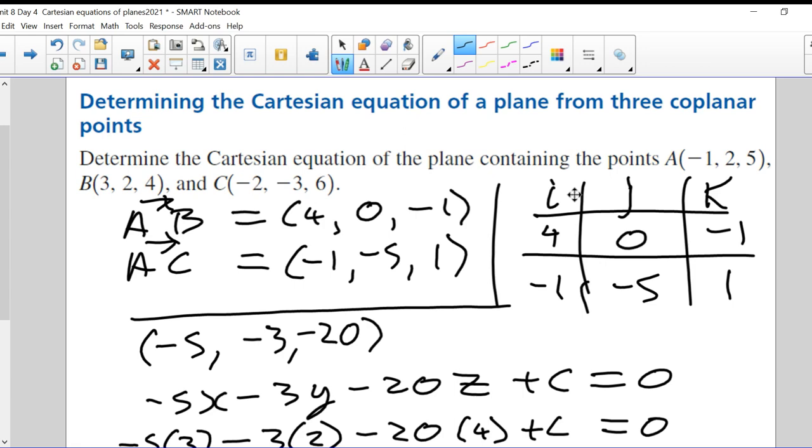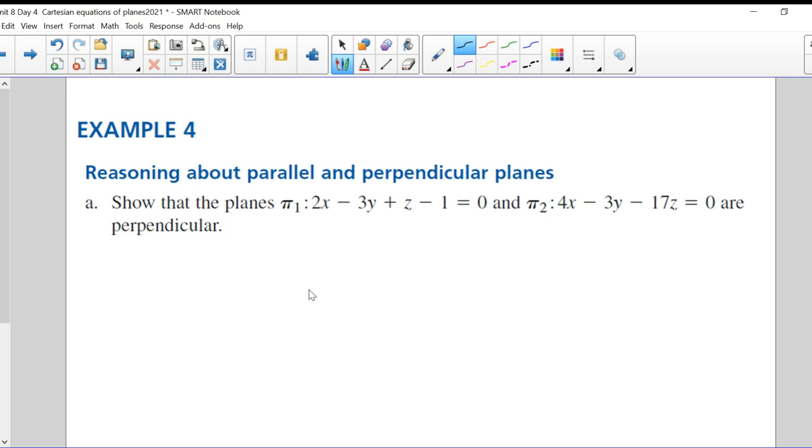Okay. But let's just see if we can power through the rest of the questions that are on here. All right. Reason with the parallel and perpendicular lines. Okay. So show that these planes, and they give you Cartesian versions of the plane, and they use the pi 1 and pi 2.